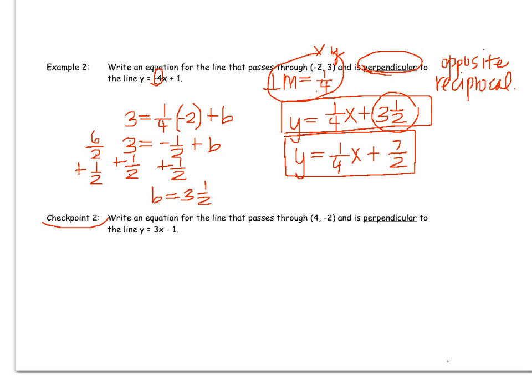Now again, to get the notes points, I would like you to do checkpoint 2 and make sure that you can do it for a perpendicular line. So pause the video a second and actually go through and try to find the equation. If it's incorrect, we can fix it, but you need to attempt it. Once you are done, flip the page.